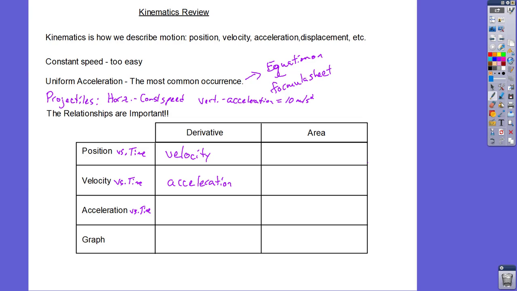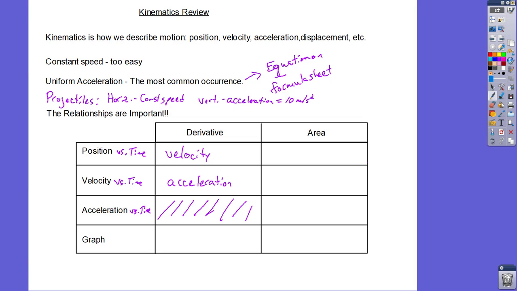And the acceleration versus time graph, if you take the derivative, it is something, but it's not something that we need to know. It's actually called jerk. If you want to know that, that's trivia. That's not going to be useful for you. If you win at Jeopardy with that, send me a cut of the money.